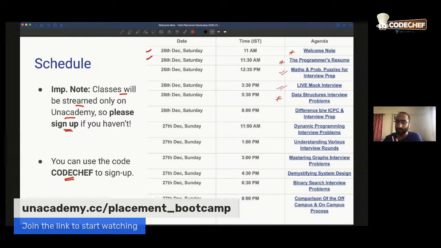So don't miss out on those topics, even if you are doing good at ICPC. Okay. After this, this is the agenda for today. For tomorrow, we have a few more sessions planned for the whole day.